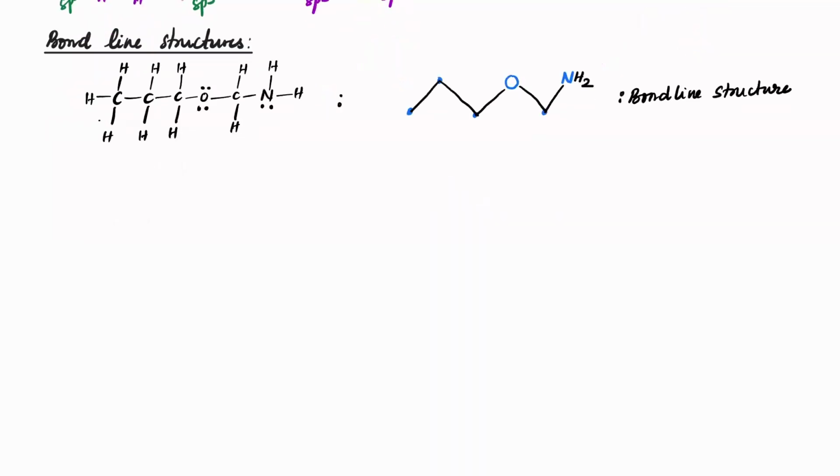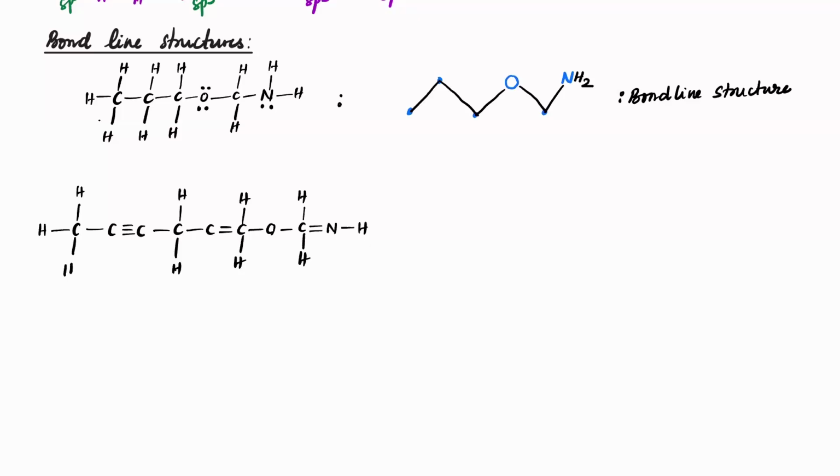Let me show one more example. Suppose I have it like this. I have carbon, then a triple bond, then another carbon, then a double bond here like this. Then I have oxygen, then a carbon, then a double bond here with nitrogen, and then I have a connection with hydrogen like this. Let's say this is how I have all the bonds given. If you have to write the bond line structure here, there are two ways we can write it, especially where you have a triple bond.